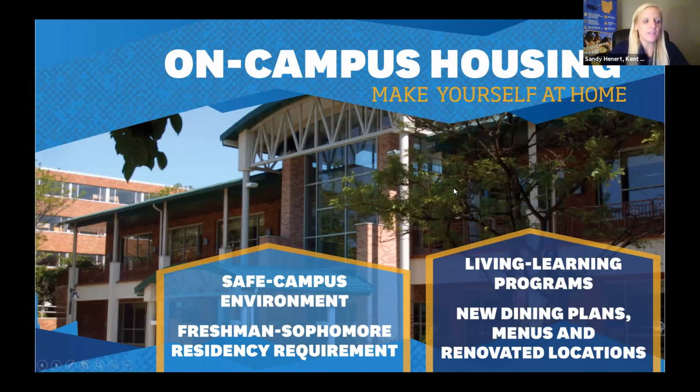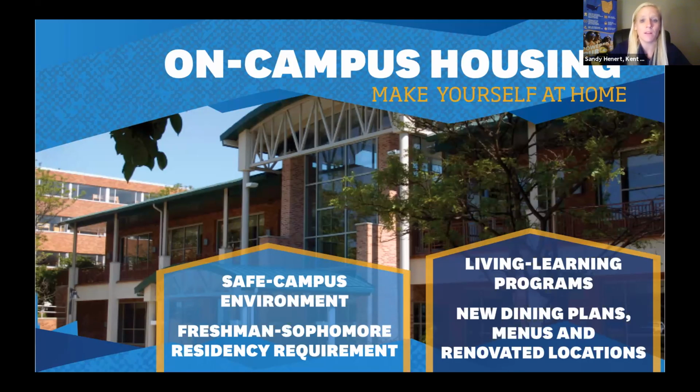On-campus housing: we do require first and second year students at Kent State to live on campus. You can have a car on campus, I like to bring that up. We have over 25 different places for you to live at Kent. All of our residence halls have been updated and renovated. They all have semi-private bathrooms. They all have air conditioning, which is important to me. We have a very safe campus.